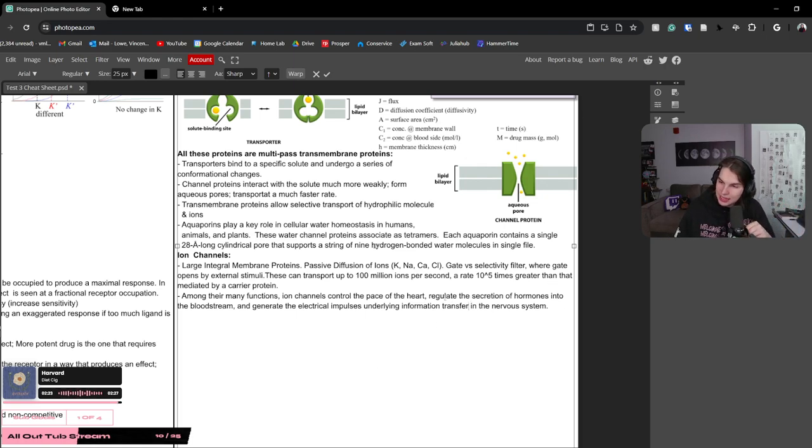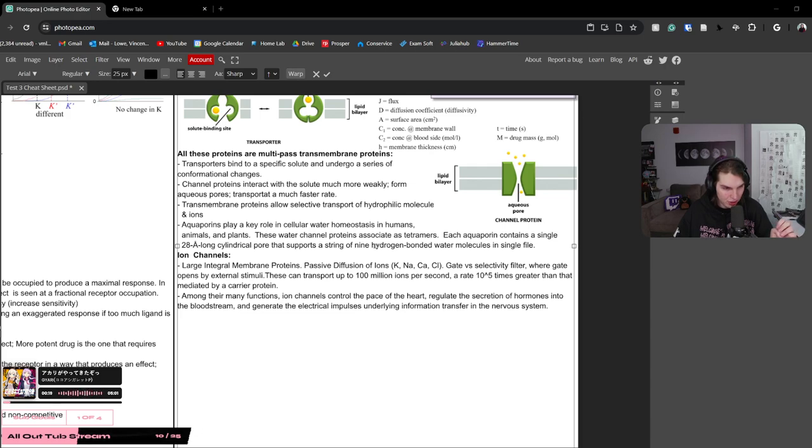So, yeah, they control the pace of the heart, regulate secretion of hormones into the bloodstream, and generate electrical impulses that transfer to the nervous system, which, again, is all pretty important stuff, I would say. I mean, I don't know about y'all, but I quite like my heart beating. So ion channels, specifically calcium, potassium, and sodium, are the main ones for those.